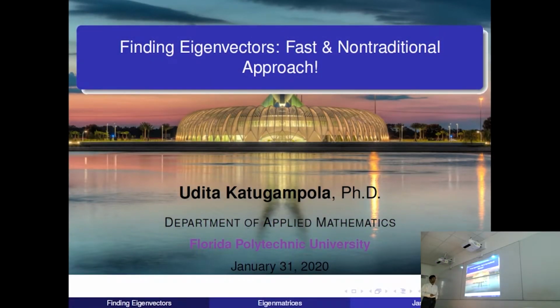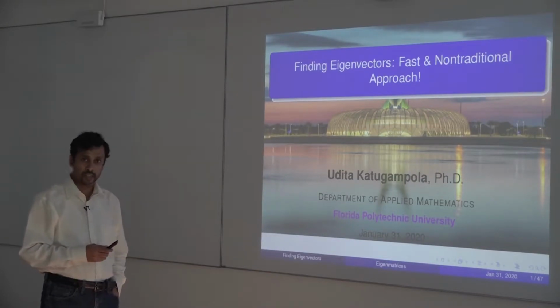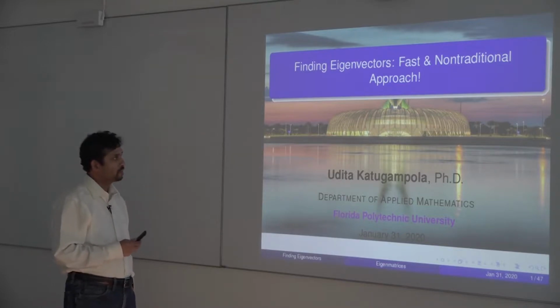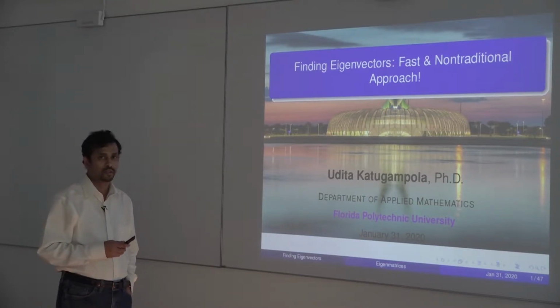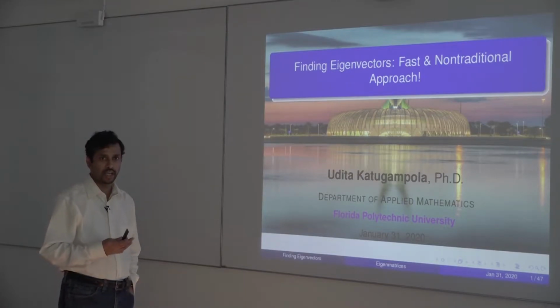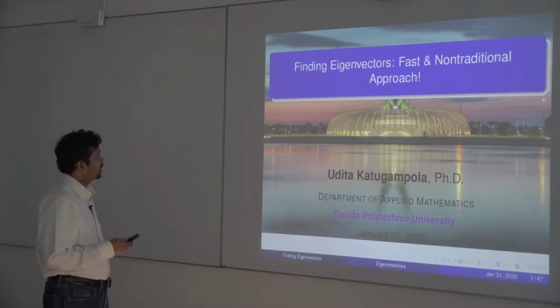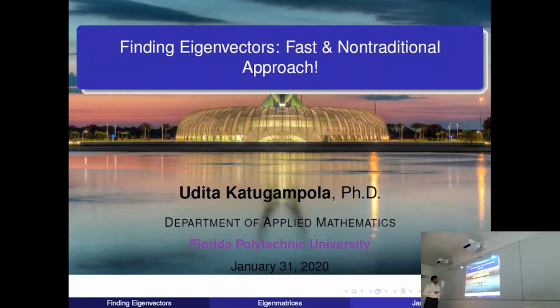So what we are trying to do in this talk is understand a new technique to find what we call eigenvectors. The traditional method takes about 5 steps, but in our method we will see that we only need 2 steps. So the whole talk is about how to develop the theory and how to achieve what we want to do. We're going to call it finding eigenvectors: a fast and non-traditional approach.